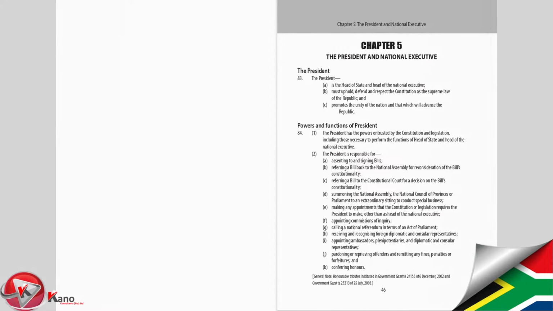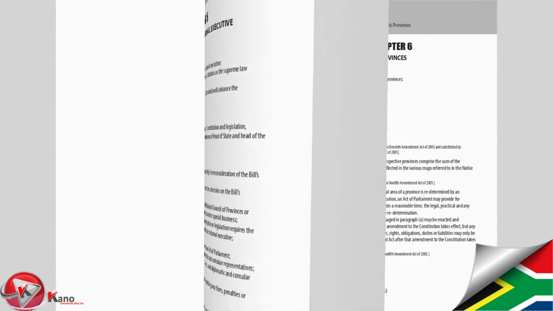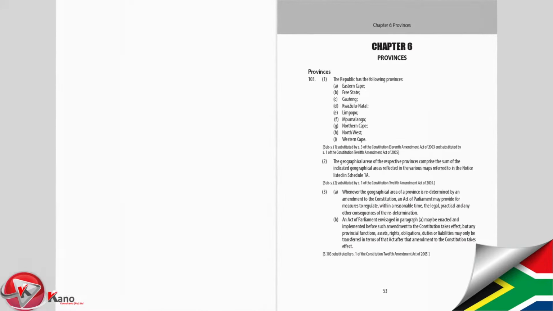Chapter 6 defines the powers and structure of the provincial governments. It also sets out the areas over which both the national government and the provincial government may make laws, and further states what happens if these laws contradict each other.